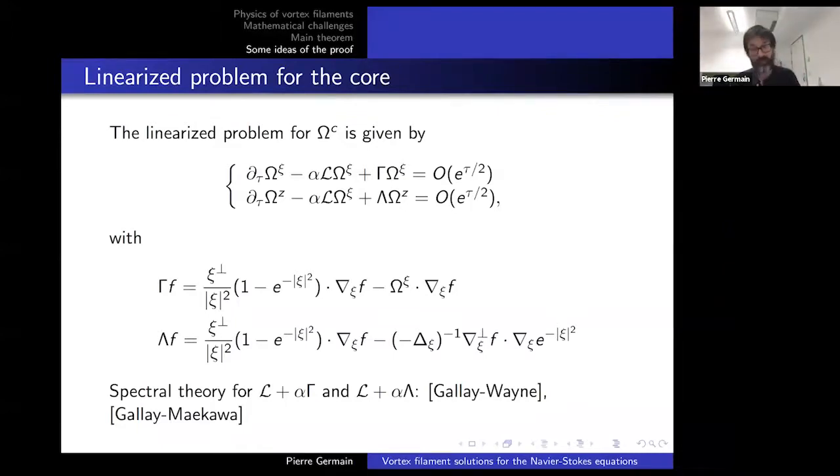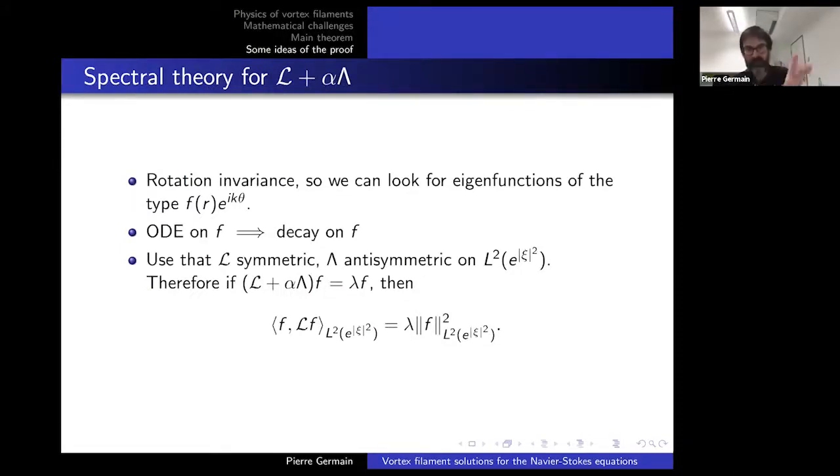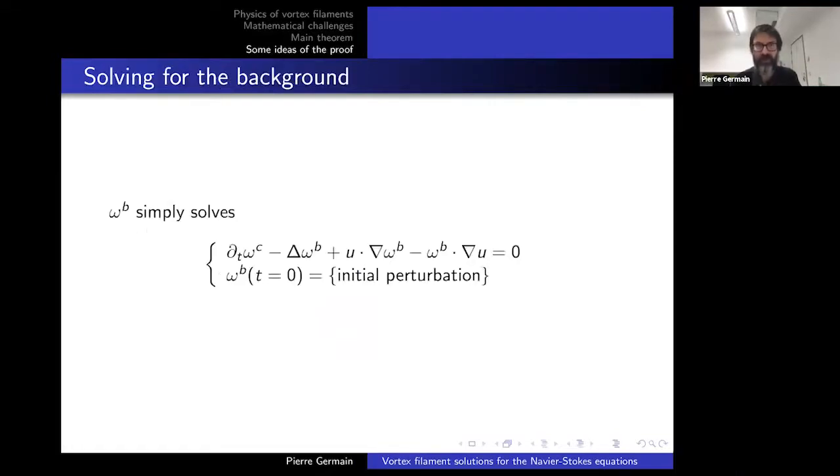describe the spectral resolution of the operator alpha times Fokker-Planck plus gamma and alpha times Fokker-Planck plus lambda. And there is a fairly explicit spectral resolution for these operators, which is developed in these papers of Gallay-Wayne and Gallay-Maekawa. I wanted to sketch a little bit the argument for this, but maybe I won't have time. So what I mentioned tells you what should be done for the core piece, and then there is the background piece, which is more easily dealt with, and this makes sense because all the action really happens at the microscopic level.